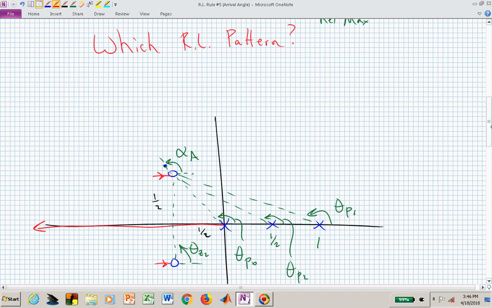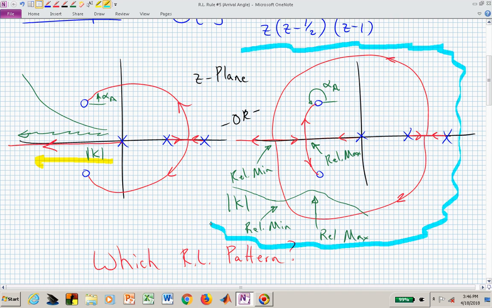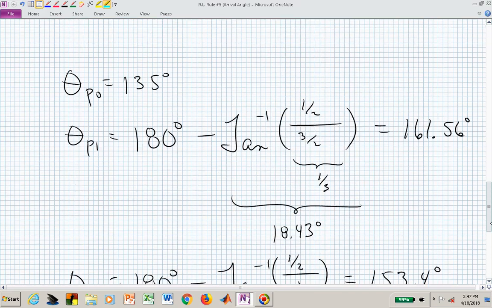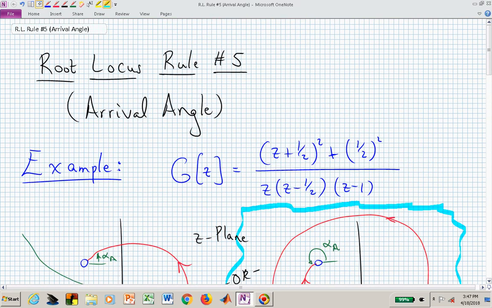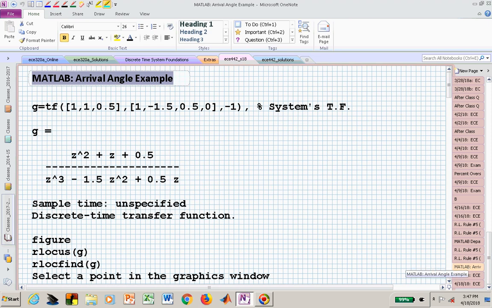And that seems to indicate that in fact we might be dealing with a root locus pattern that looks more like what we see on the right. And in fact, we can look at that in MATLAB. So let's just go ahead and do that. Let's check the answer in the back of the book by looking at what MATLAB would provide to us. Here is our transfer function, the numerator polynomial.